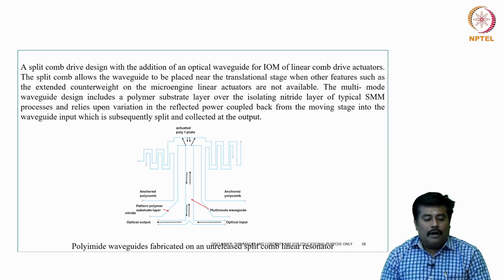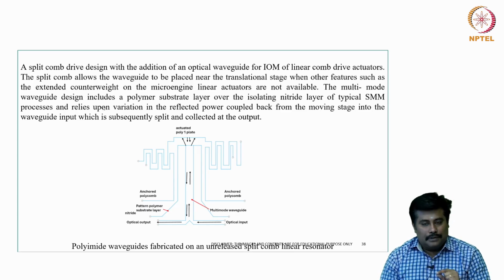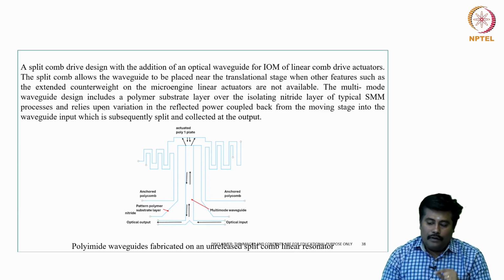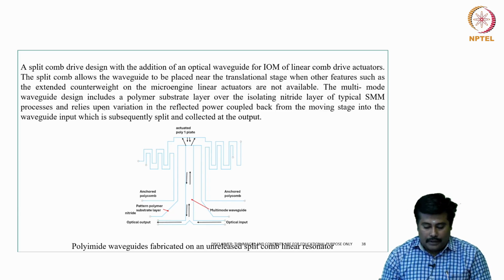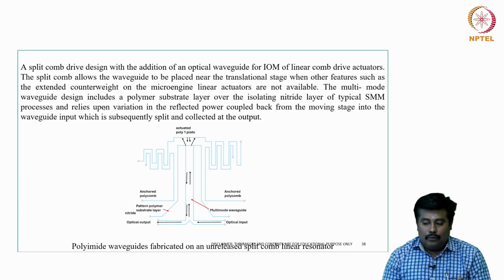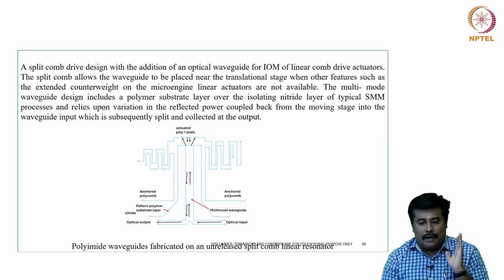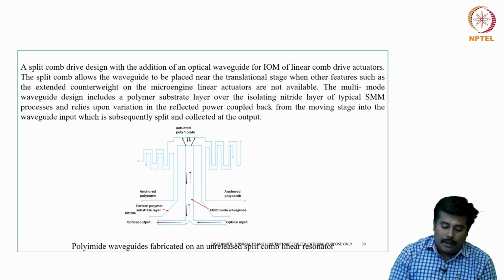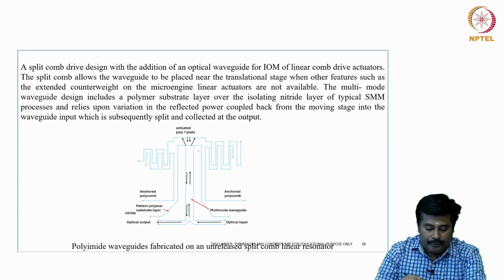So, the multi-mode waveguide design includes a polymer substrate layer. The isolating nitride layer of a typical such kind of SMM structure process relies upon variation in the reflected power coupled back over the moving stage into the waveguide input, which is subsequently split and collected at the output. So, in this particular case, we have an optical input, and this optical input is made to pass through a multi-mode waveguide.